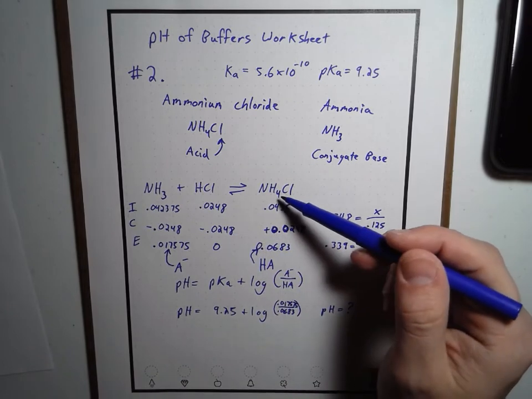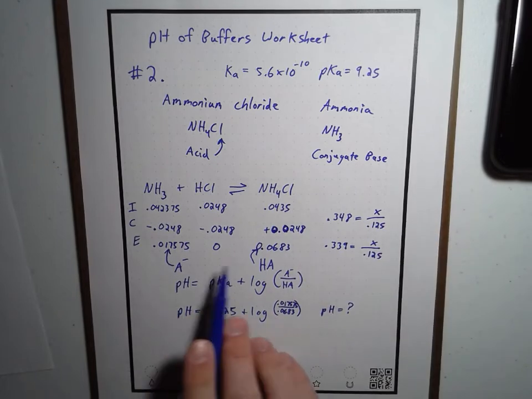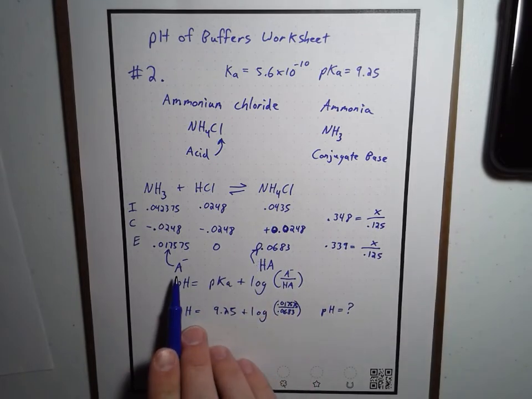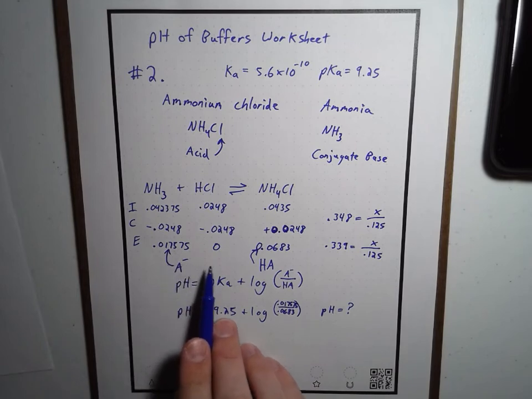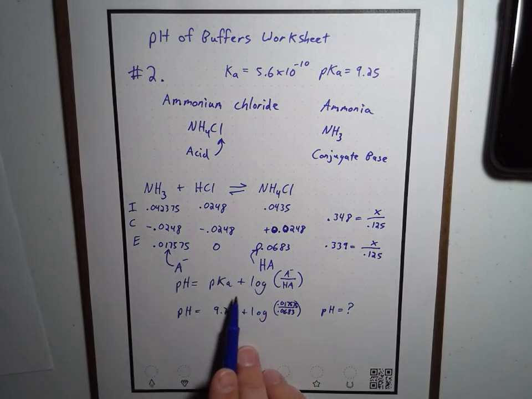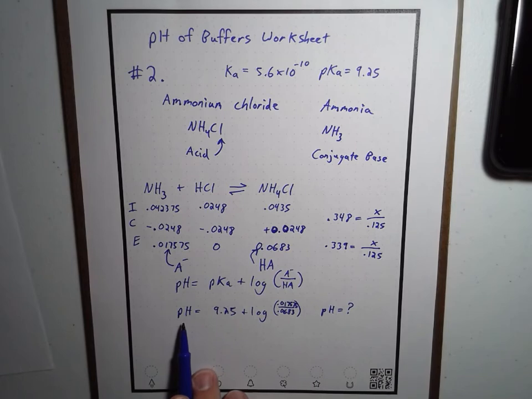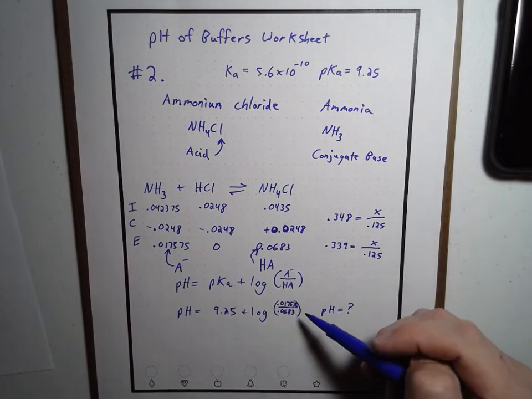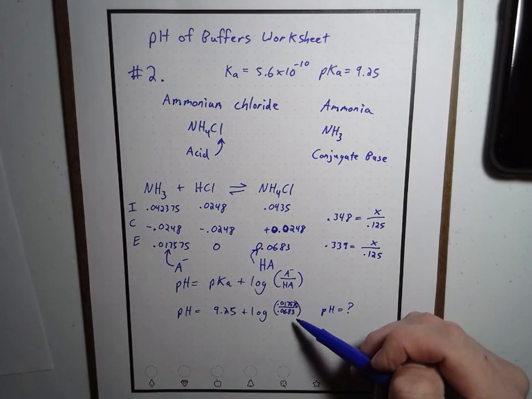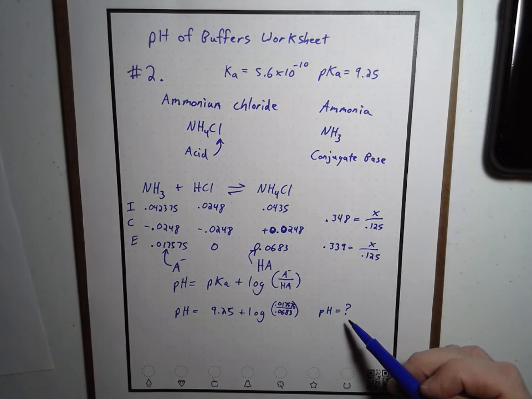You'll notice I added the same number of moles I subtracted over here to get a new value for the NH4Cl. Now once you have these two equilibrium values, it's pretty simple because this is your A minus value and this is your HA value. So you'll just plug it into this formula. As long as you know the identity of A minus and HA, you're golden. So here you can see I took the pH, set it equal to 9.25 plus the logarithm of A minus over HA, and these are the new values I calculated, and that will tell me what the pH will be.